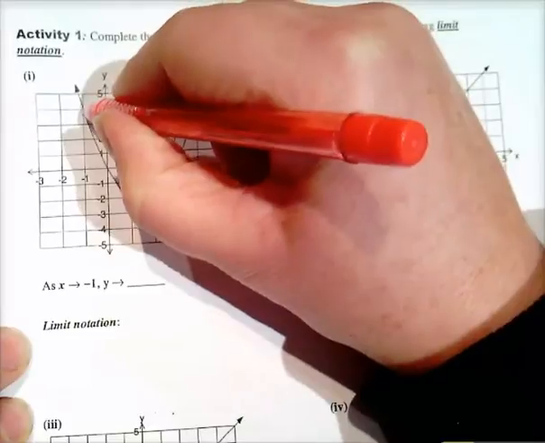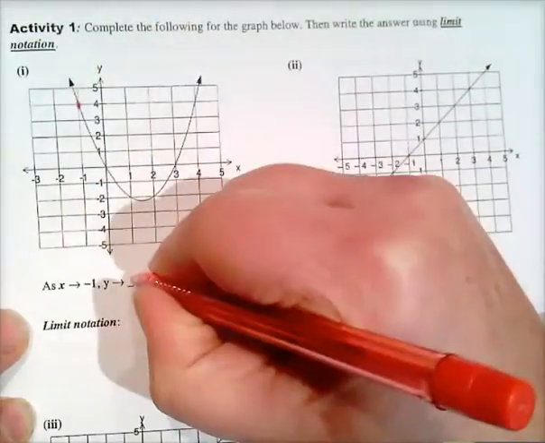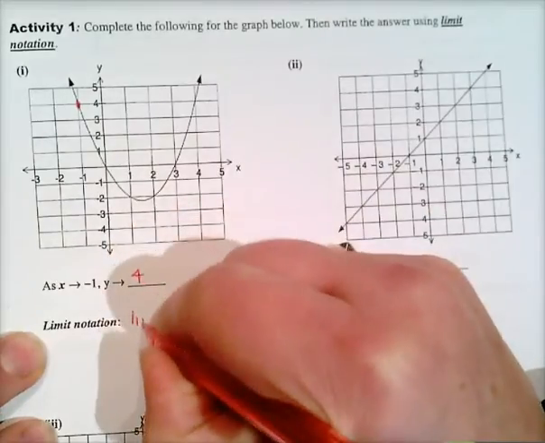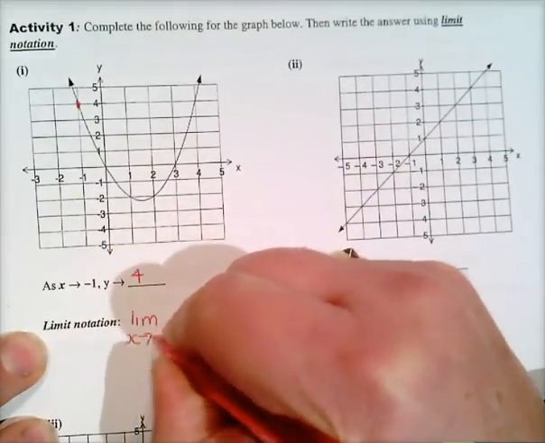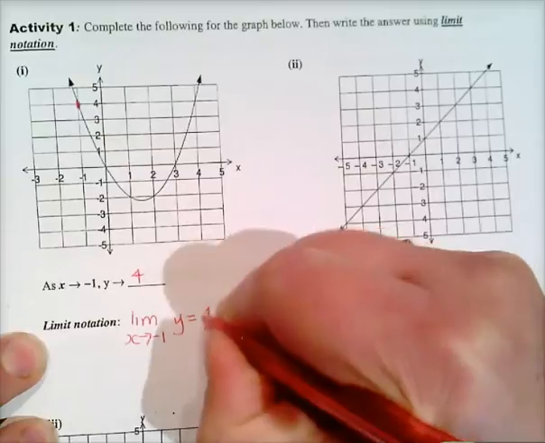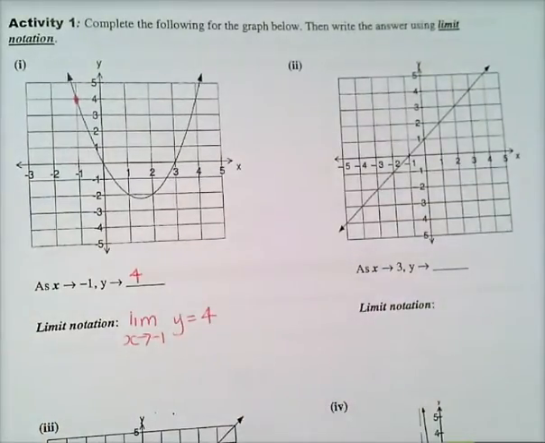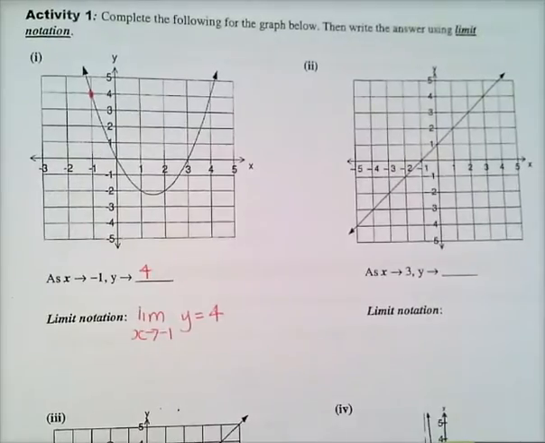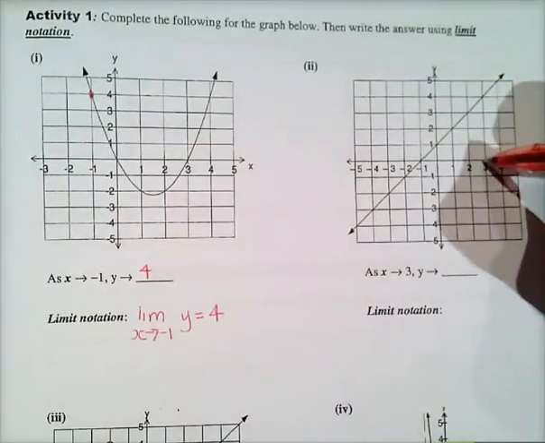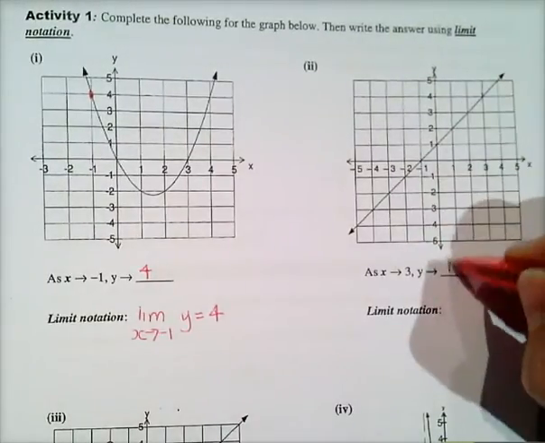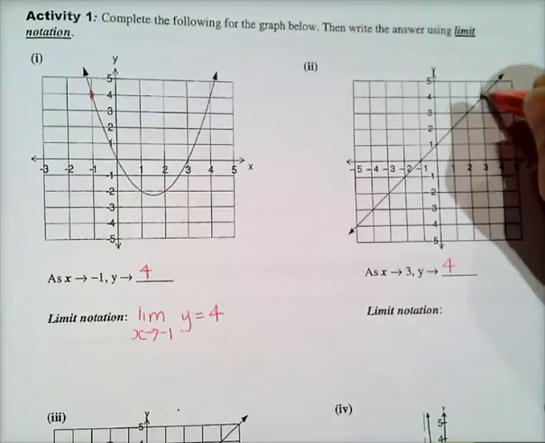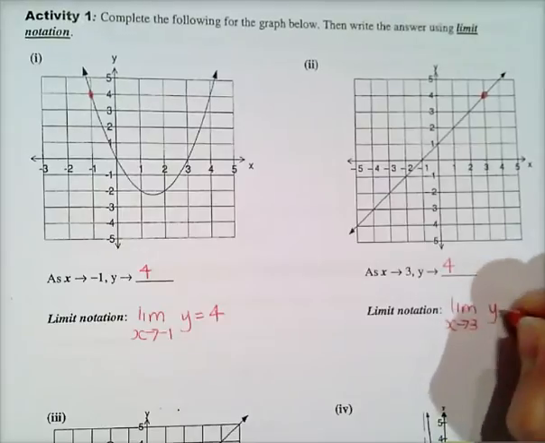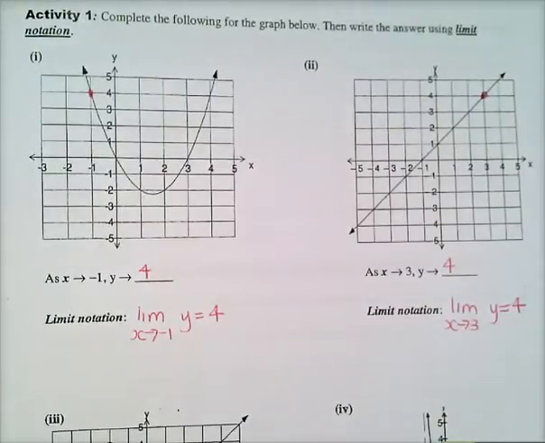Now turning over the page, just this activity here, we can see as x approaches -1, let's have a look here, it appears that y approaches positive 4. So writing this in limit notation, it would be the limit as x approaches -1 is y equals 4. You can do the same for these other graphs on this page and then restart once you're finished, okay? Here as x approaches 3, y approaches 4, okay, here. So therefore the limit as x approaches 3 is y equals 4, okay?